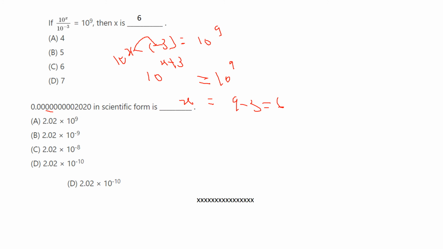Next, write this number in scientific form. We can move it here, 1, 2, 3, 4, 5, 6, 7, 8, 9, 10. So 2.02 into 10 to the power minus 10 is the scientific form.